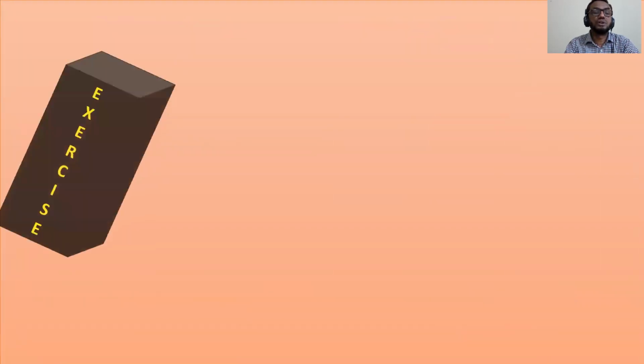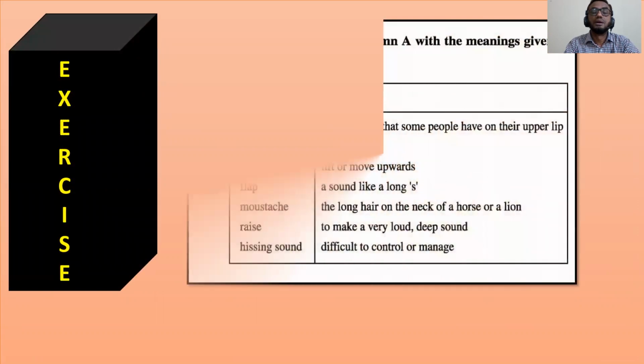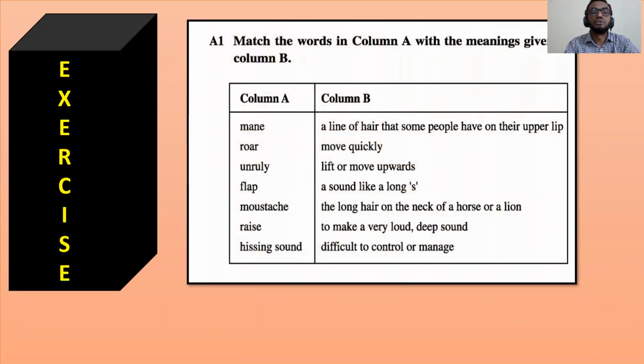There is the first exercise. Exercise one. There is a matching on the screen. Match the word in column A with the meaning given in column B. In column A, the words are given. In column B, the meanings are given here. Then you should match the word with their meaning. Okay, write it in your khata, and you have only 5 minutes in your hand. Then we can compare our answers.